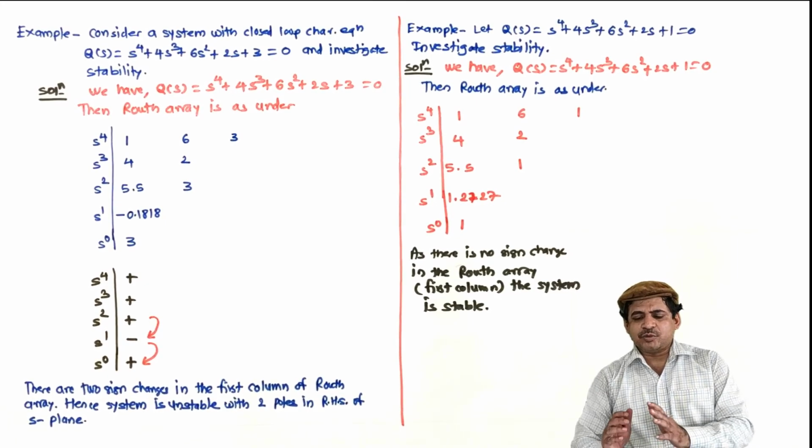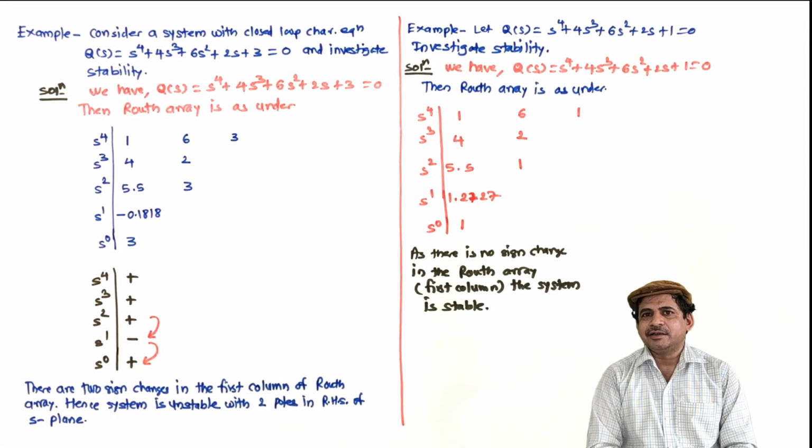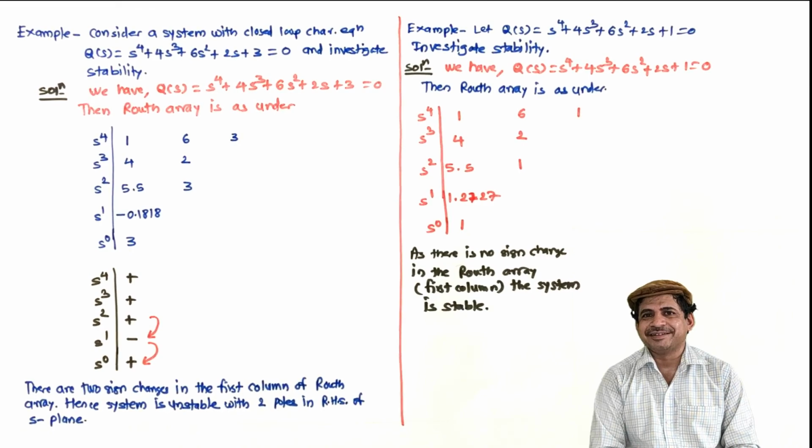But does this work every time? No. There are two special cases when this Routh array terminates, calculation of elements terminates, and we have to employ some remedy. But that we will see in the next lecture. It is enough in this lecture.